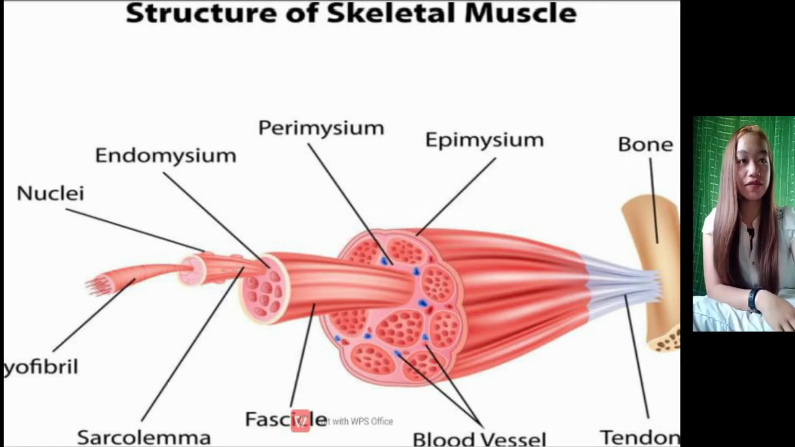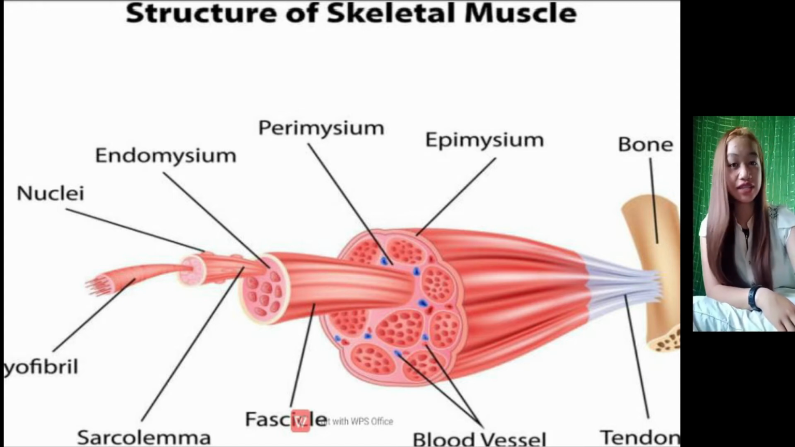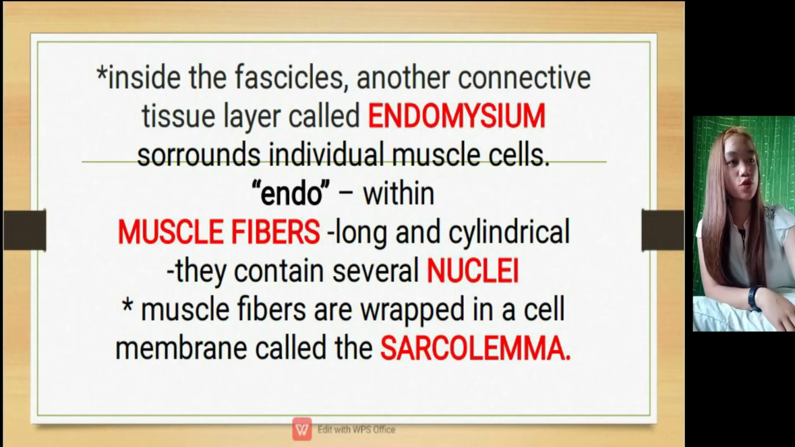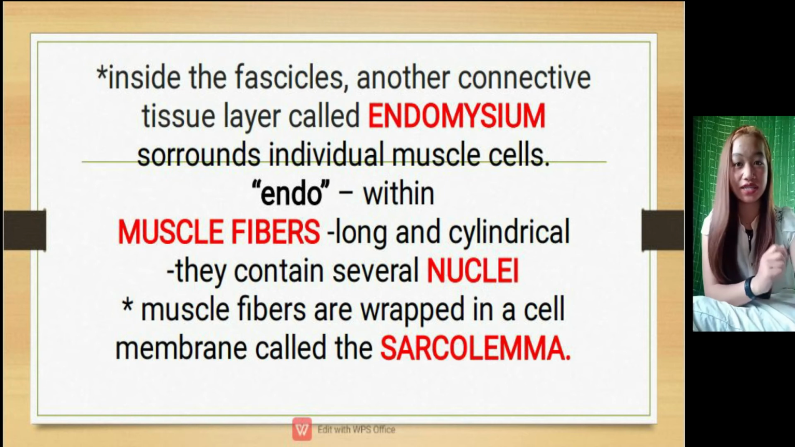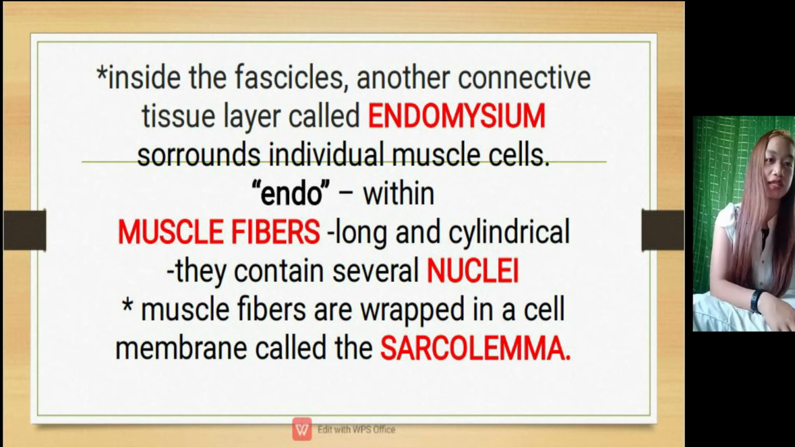And inside the fascicles, there is another connective tissue layer called endomysium. So let's see the endomysium. This is the endomysium, and this surrounds individual muscle cells. Endomysium is inside the fascicles, and endo means within. So endomysium is inside the fascicles.